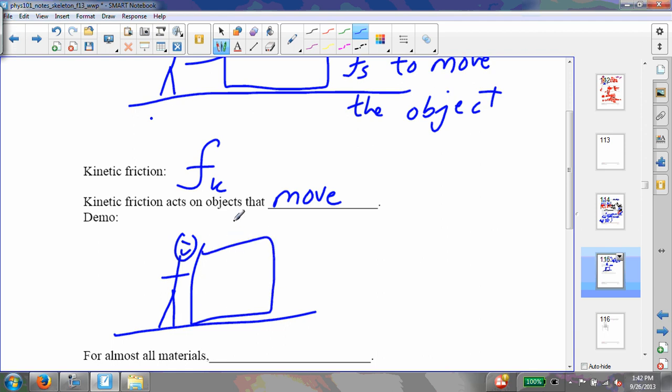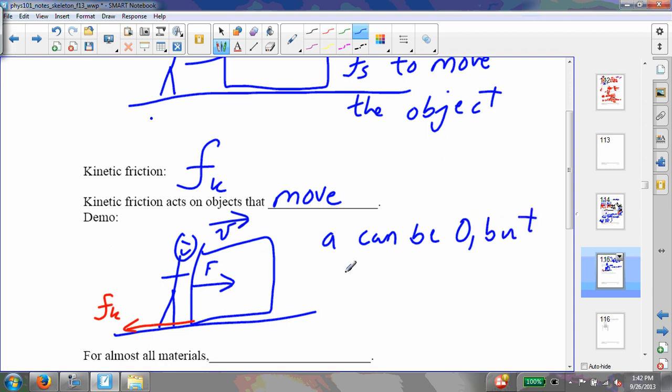All right, after he begins to get it moving, we'll say it has some velocity in that direction, then our kinetic frictional force will be acting in this direction. So the guy is pushing with a force in this direction, and you have a kinetic frictional force that's in the opposite direction. It can be that F is equal to Fk, right? That means it can be that the acceleration is 0, so a can be 0. But the velocity has to be greater than 0 for kinetic friction to apply.